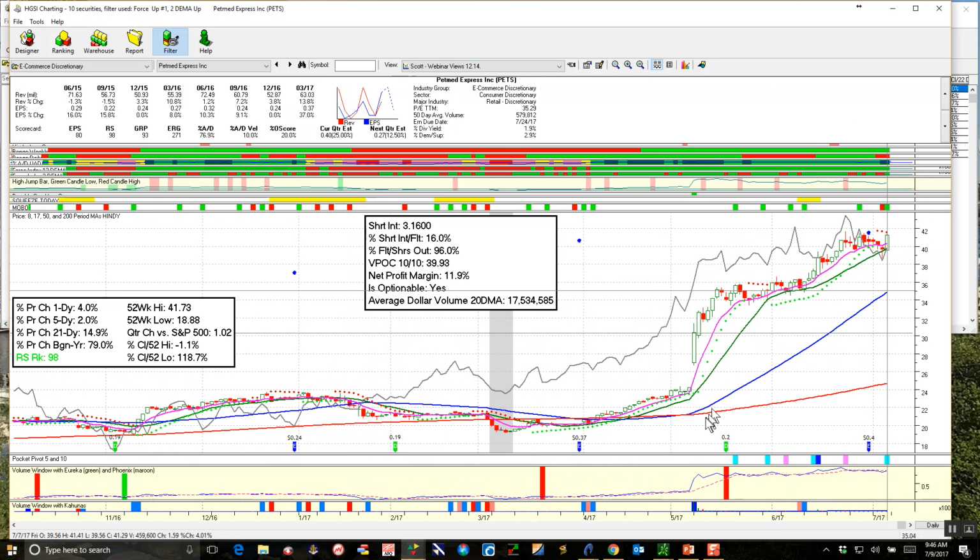And then PetMed, this is another one of we do anything for our pets, online pet drugs and supplies. Big move up, pull back into the 17. Looks to me like one of those buys. Had a pocket pivot on Friday where I put my buy above the PSAR, my stop below the low of the day if I wanted to play PetMed Express.